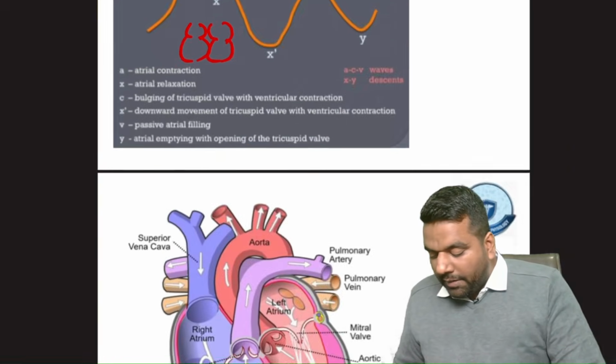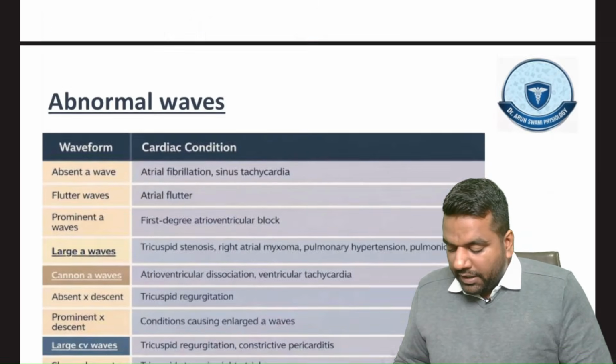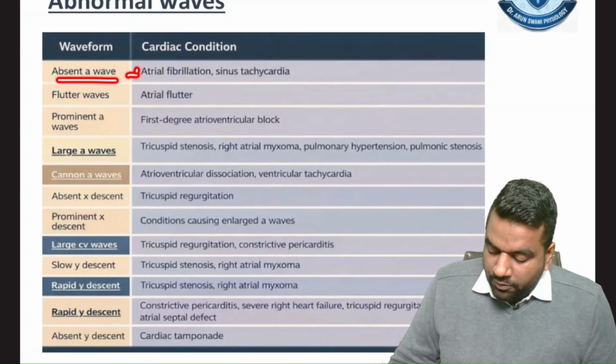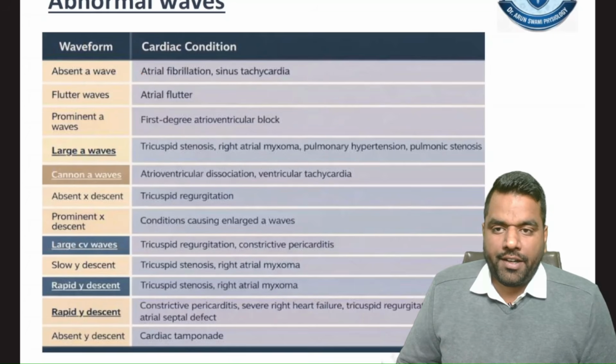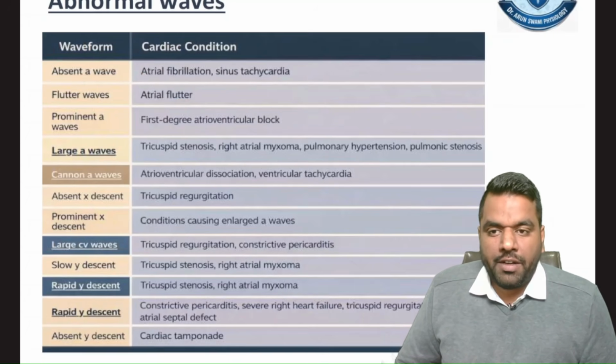Now let's talk about the abnormal waves. In abnormal waves, please pay attention. Absent A wave is seen in atrial fibrillation and sinus tachycardia. Atrial flutter will show you the flutter waves.